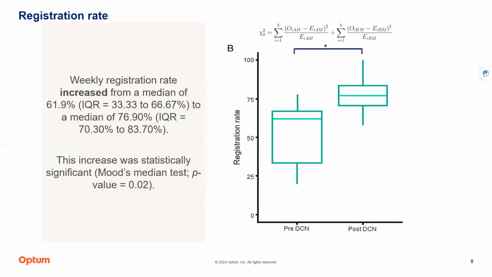What's more incredible is that we noticed almost immediately that registration rates increased significantly between pre-implementation of the DCN and post-implementation. So median registration rate increased from 61% to 76%. So our digital care navigator was helping more patients register with their intervention.